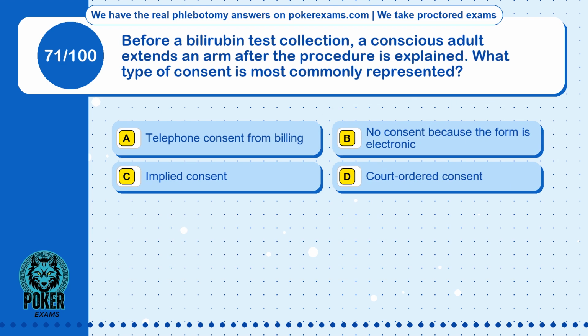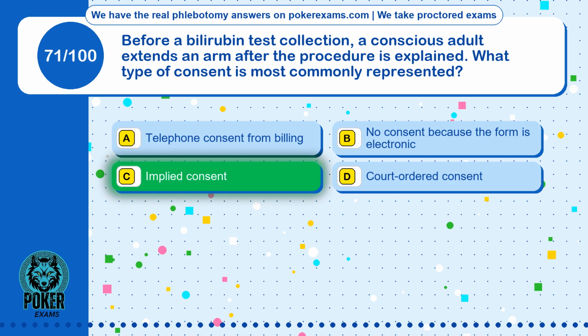Question 71. Before a bilirubin test collection, a conscious adult extends an arm after the procedure is explained. What type of consent is most commonly represented? Option A, telephone consent from billing. Option B, no consent because the form is electronic. Option C, implied consent. Option D, court-ordered consent.